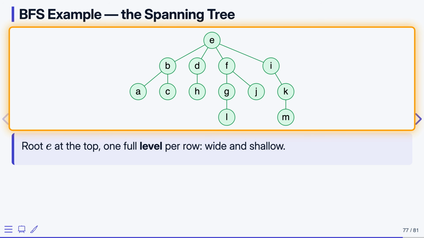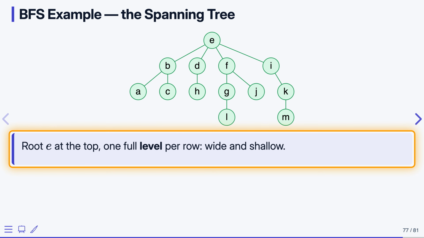This is the tree that breadth-first search built, drawn with the root E at the top. Each row of the picture is one level of the search. Level 1 holds B, D, F, and I, level 2 holds A, C, H, G, J, and K, level 3 holds L and M. Now compare this shape with the depth first tree from earlier. That one was deep and thin. This one is wide and shallow. Counting the root, it has 4 rows from level 0 down to level 3, so its height is 3.